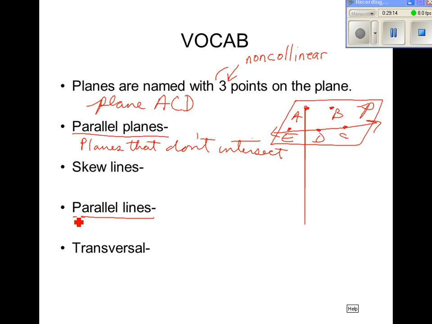Two lines that don't intersect. Lines that don't intersect. What's wrong with that? Is it 2 lines? Close. You need something in the front there. Two lines that are in the same plane that don't intersect. Exactly.